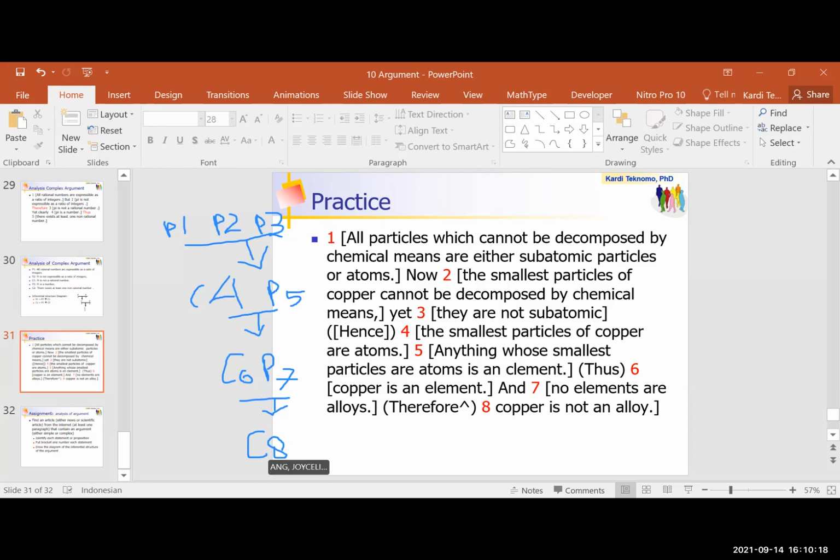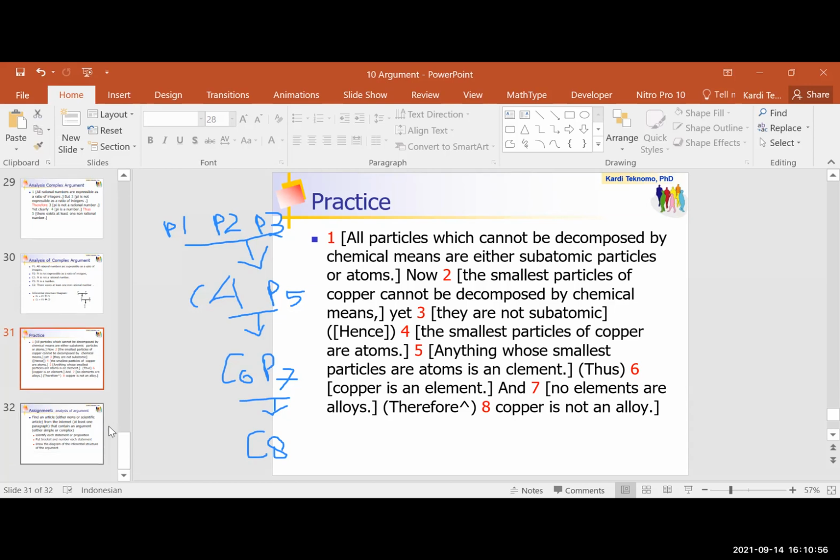Wow, excellent, Jocelyn. Yes. Excellent. Okay. How about the others? Can you find the same? I found the same. Yeah, okay. Very good. So with this, you can already create the argument diagram, right? You can identify the argument, correct? Okay, you will know which one is premise, which one is the conclusion, even the complex argument you can do.